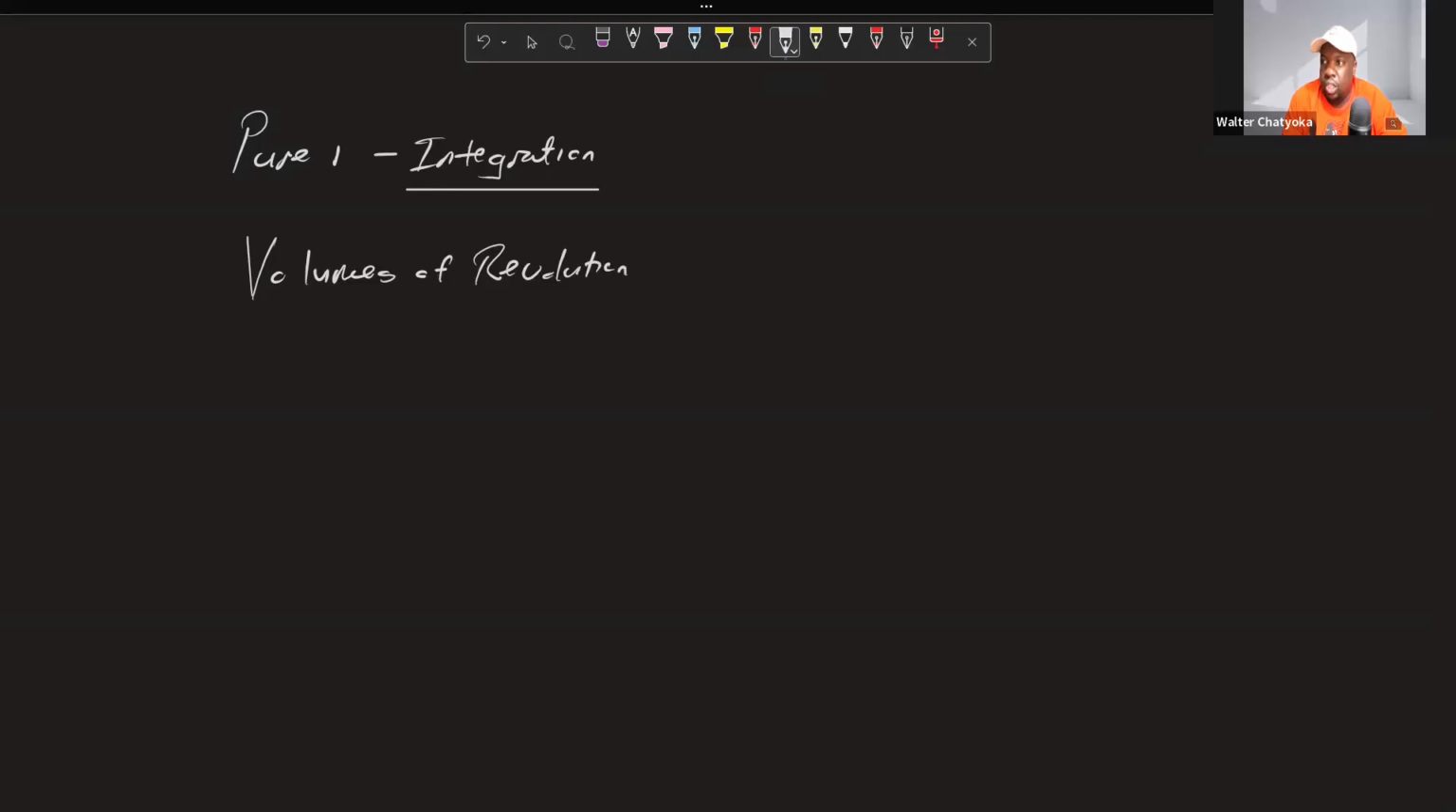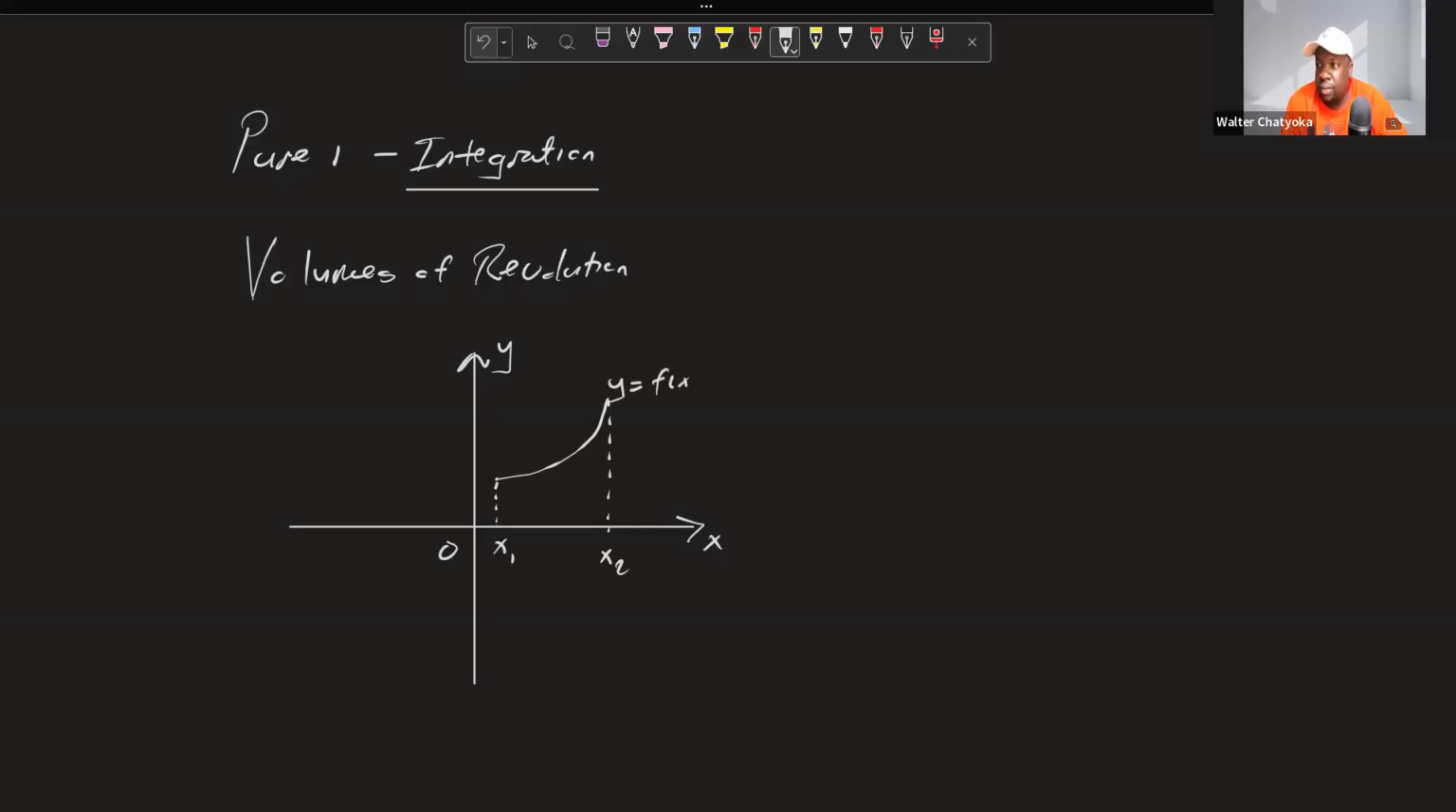The general thing here is we know that when we have a graph on the axes, so this is the y-axis and this is the x-axis and the origin. Let's say we have a curve, say like this, and it is defined for x values from x1 to another value, x2. So this is a graph, say y is equal to f of x.